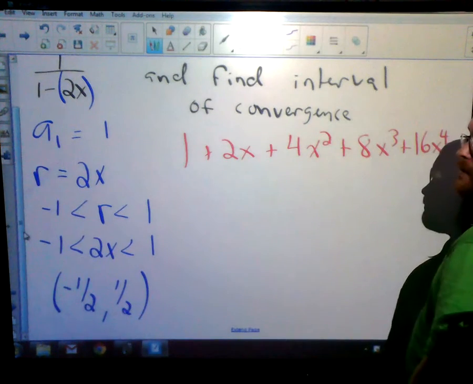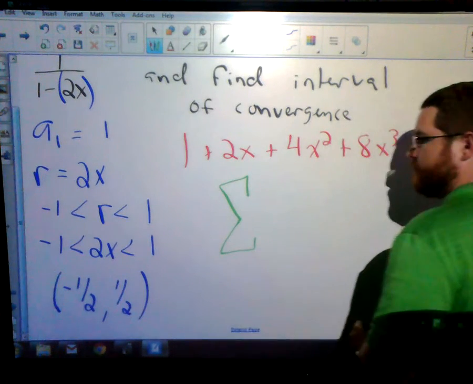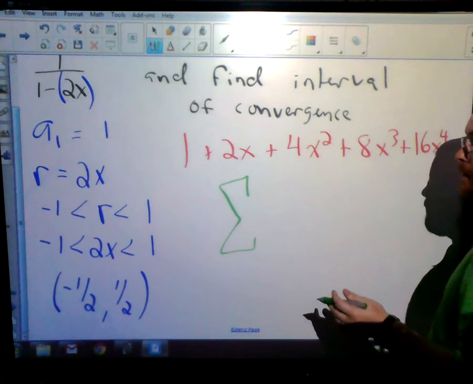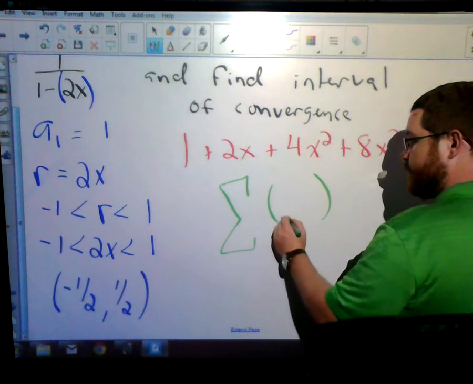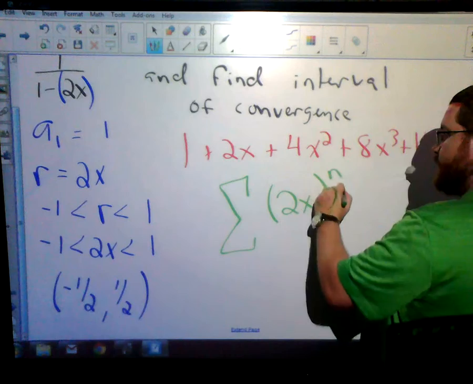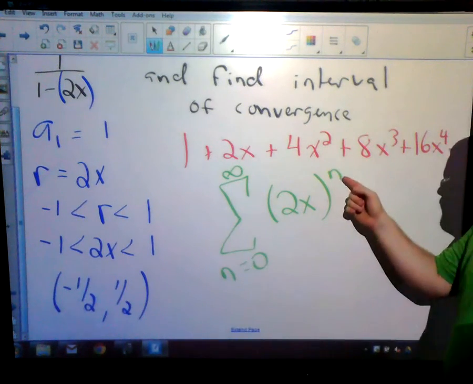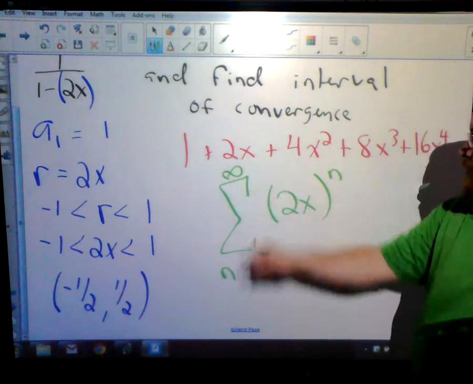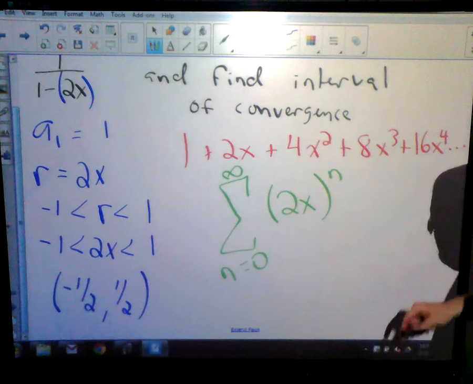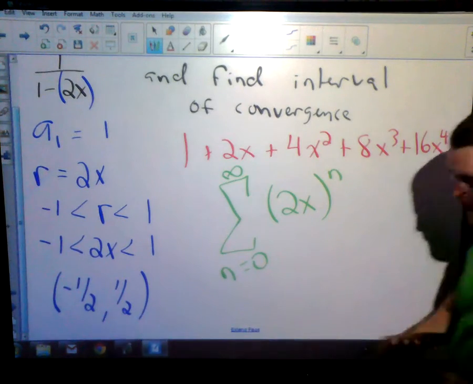So, let's figure out the general term. It doesn't alternate, so I don't have to worry about that. The first term is 1, and I'm multiplying by 2x every time. Let's make sure that this form works. If you plug in 0, (2x) to the 0 is 1. (2x) to the first, 2x. (2x) to the second, there we go. So there you have it. Okay?